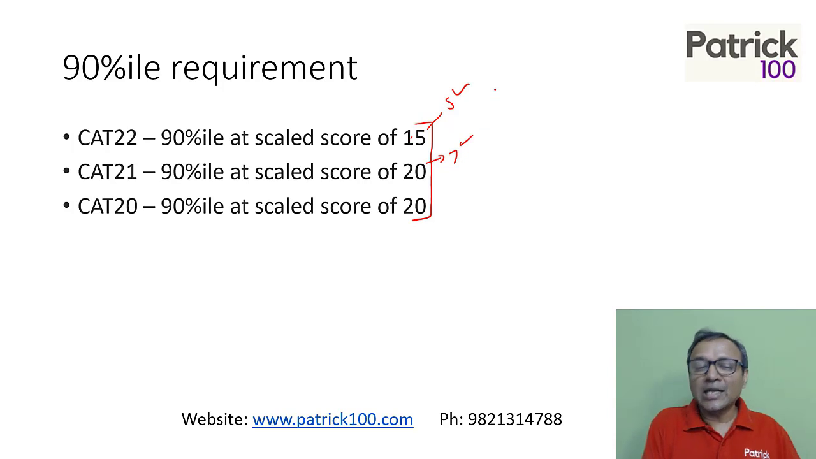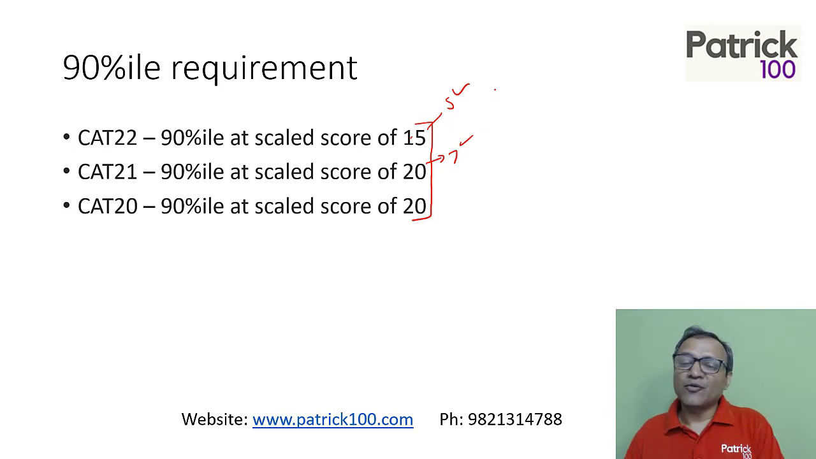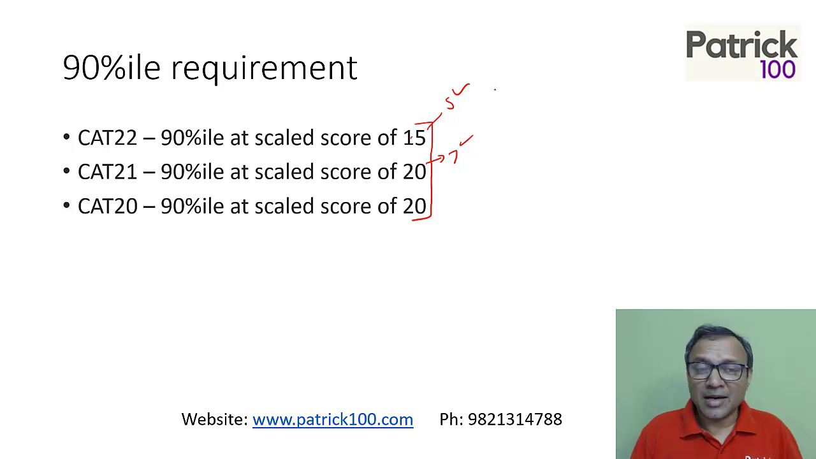Technically, if I want to be assured of a 90 percentile, I should solve at least one complete set and maybe a few more questions correctly. And that's what would give you 90 percentile. How would I go about it? What is the requirement as such?